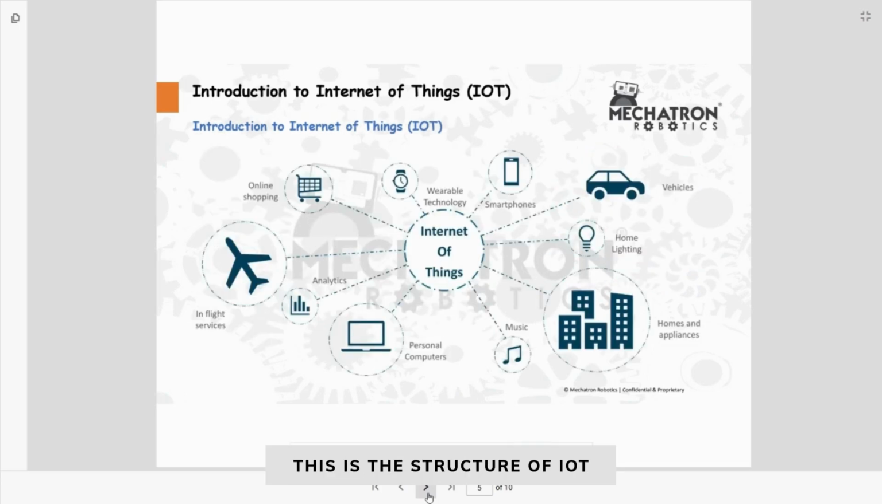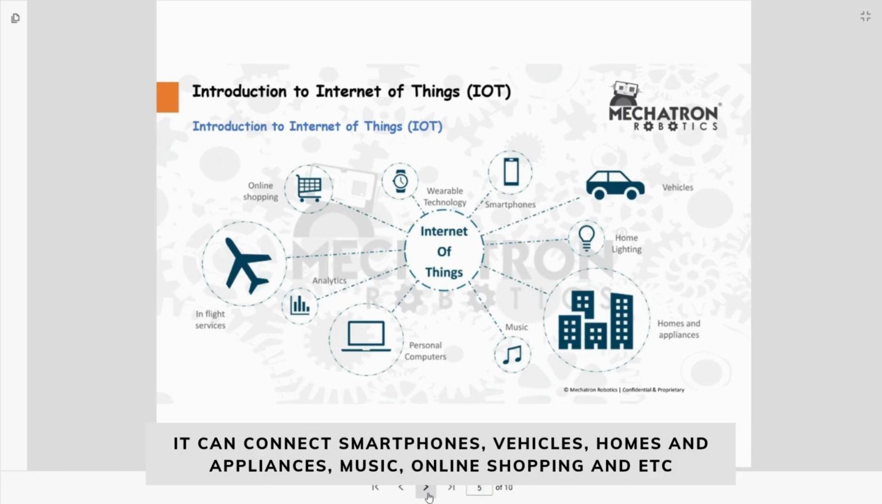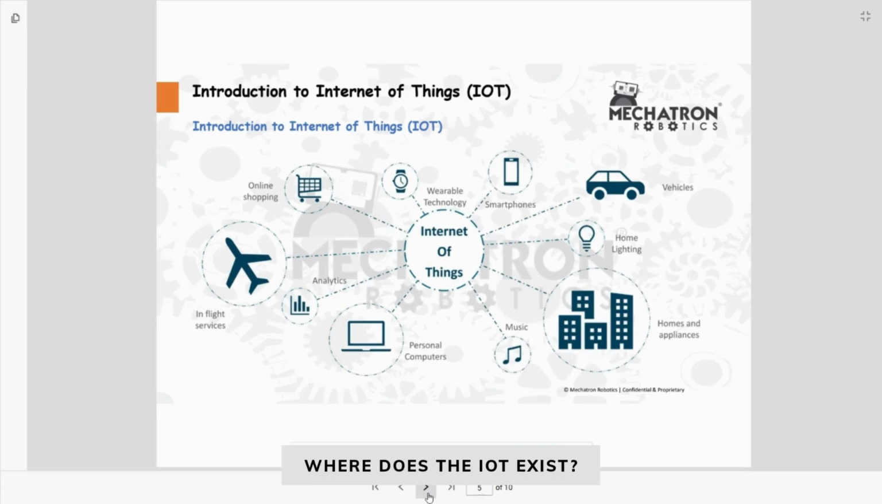This is the Internet of Things structure. So as you can see, a lot of devices can be connected to the Internet of Things like smartphone, vehicles, home lighting, homes and appliances, personal computers, online shopping, etc.